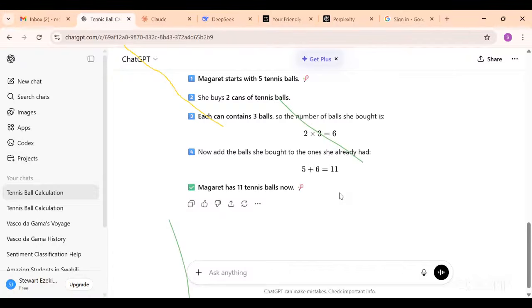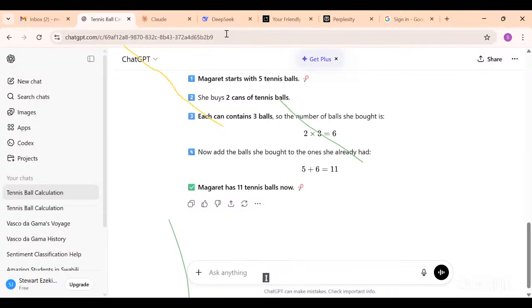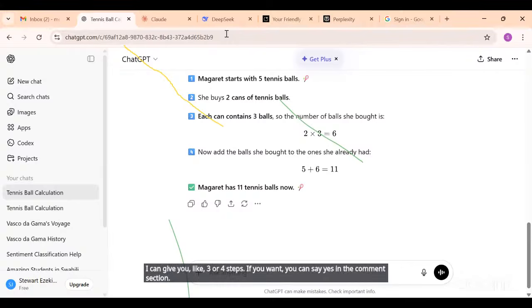All right. So the next thing is generated knowledge prompting. That's the next type. But before I go to that, would anyone want me to give you something that looks like steps, like the steps in self-consistency? I can give you 3 or 4 steps. If you want, you can say yes in the comment section. I would like to do that.